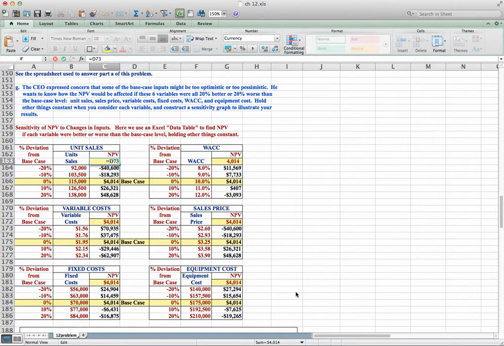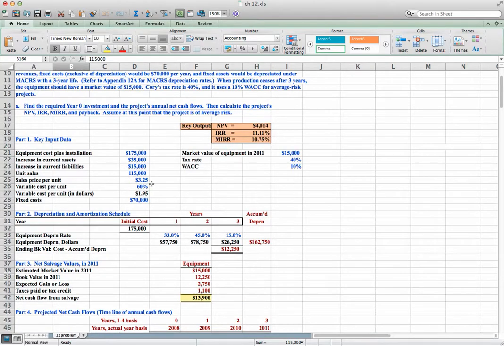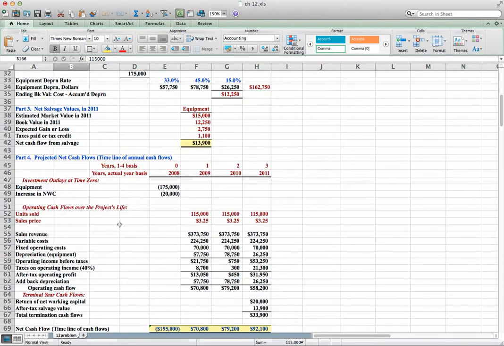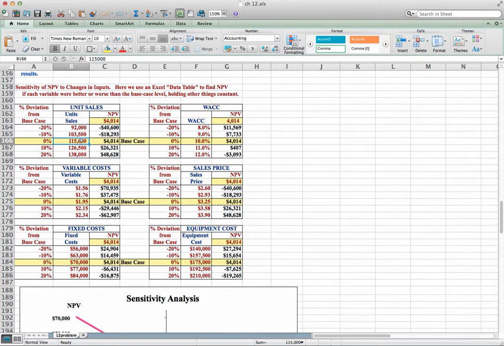So here we go. What you want to do is set up some charts, some tables just like this, and you're going to have a base case, which would be 0%, and then deviation from the base case. If you look at our base case on our sales up at the beginning of the spreadsheet, sales are 115,000. So you just put your base in there.